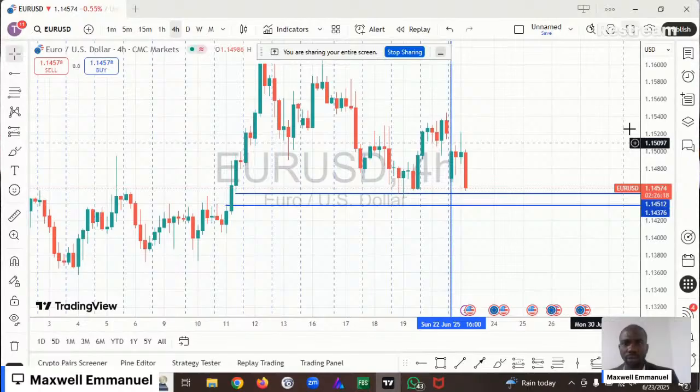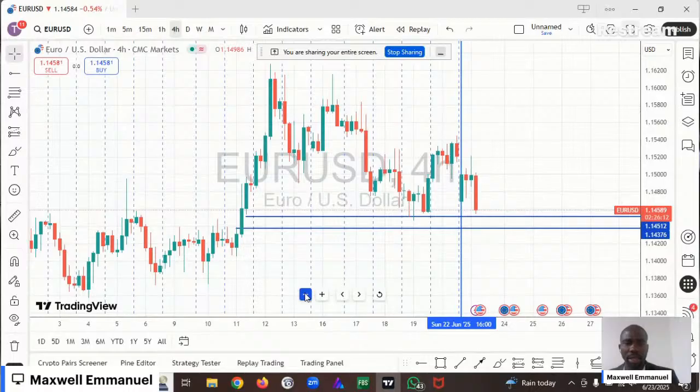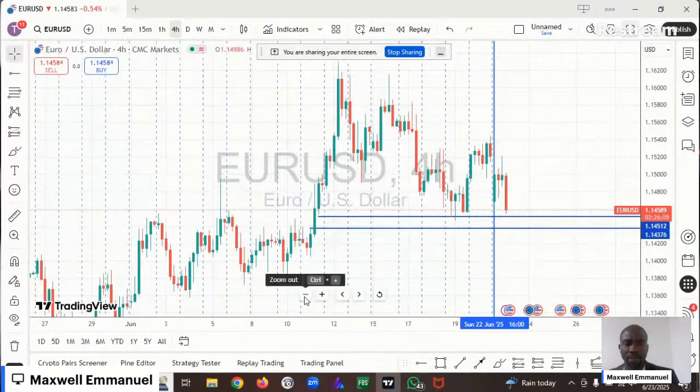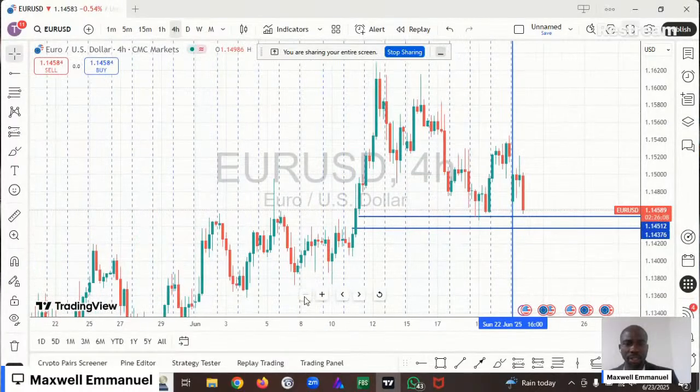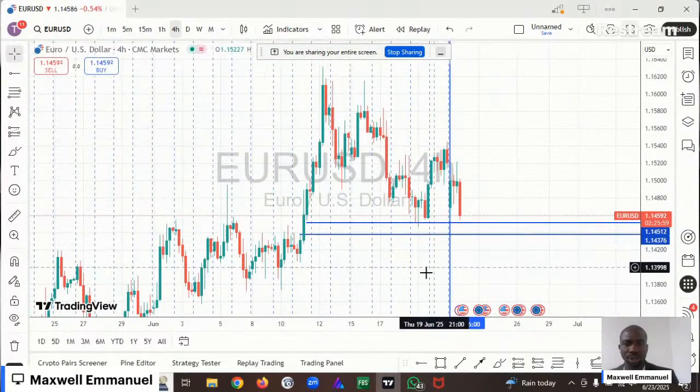We're on 4 hour time frame, right? If we apply our Fibonacci from this swing low to this swing high, I think price is currently at a discount area. Let me apply the Fibonacci. We take it from this swing low to this swing high. I think price is currently at a discount area. And in this discount area, we have this fair value gap that needs to be filled.